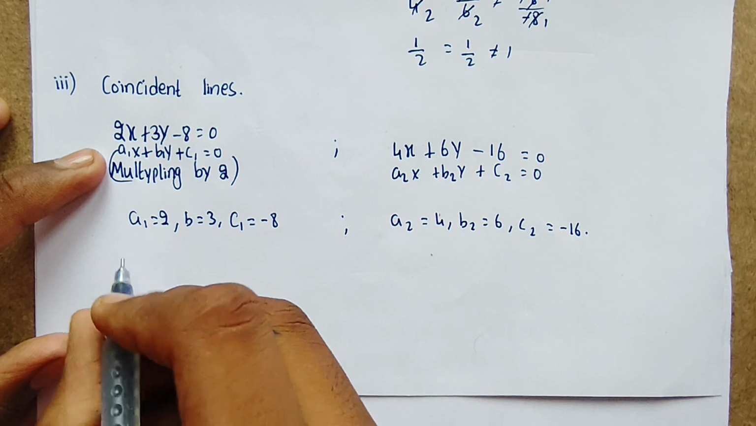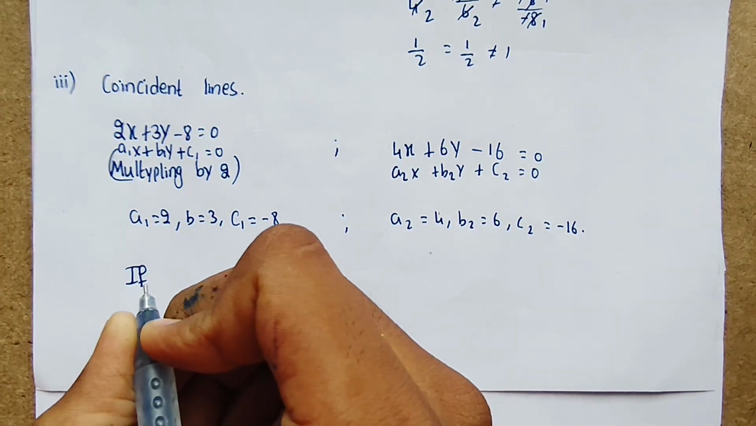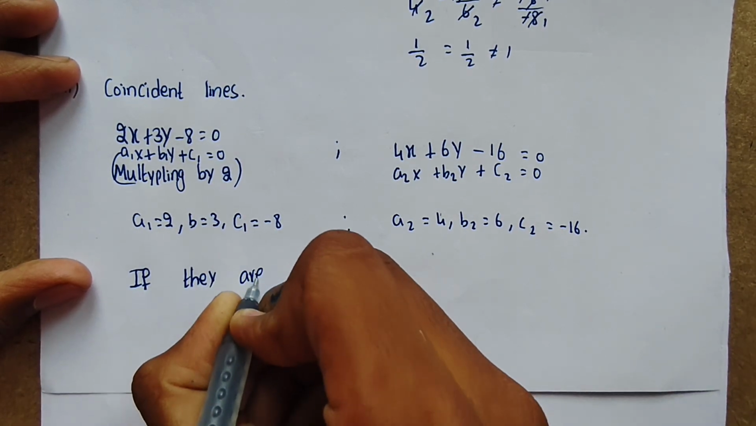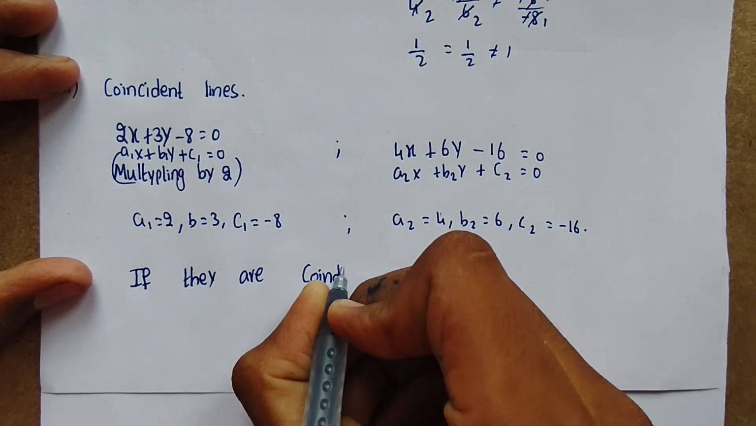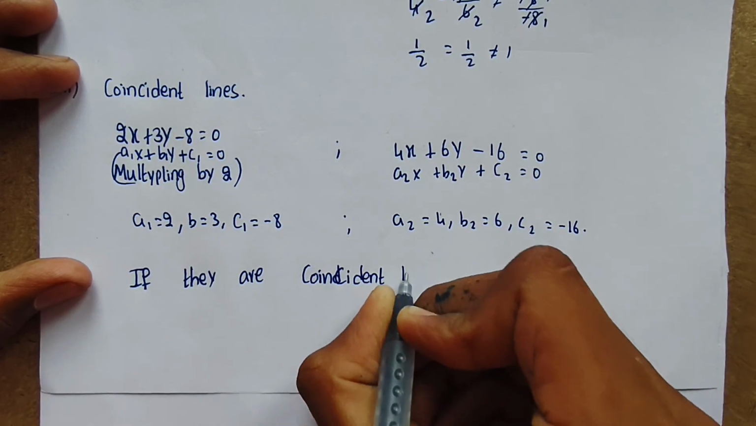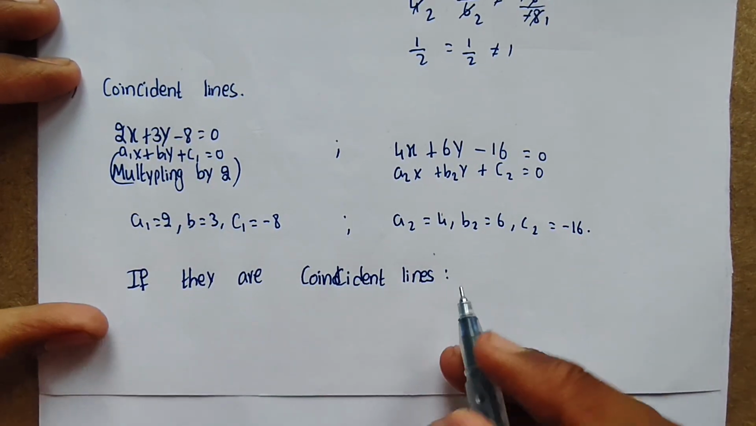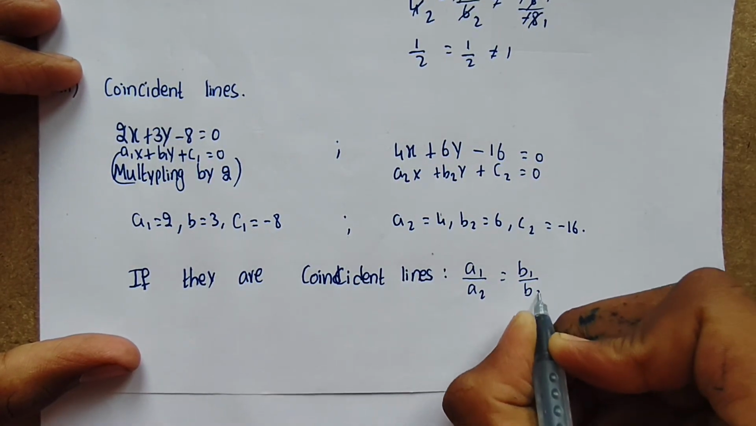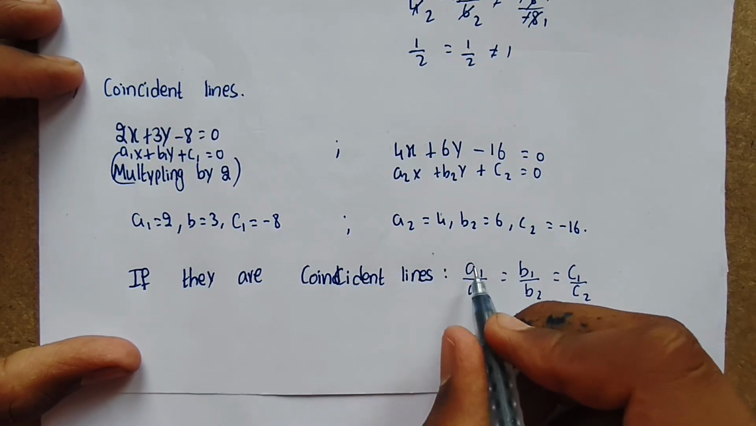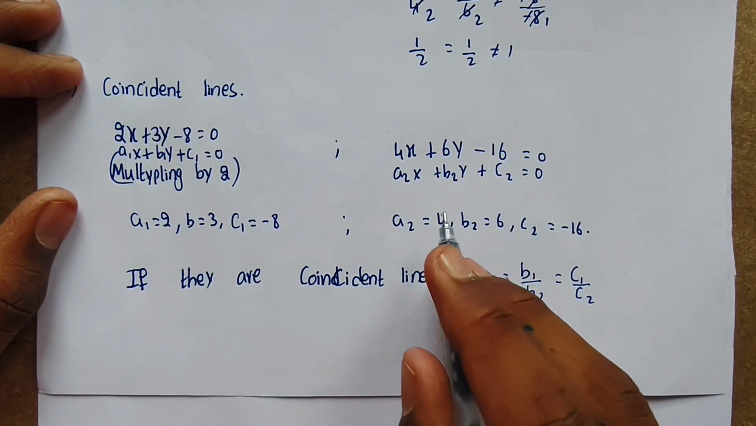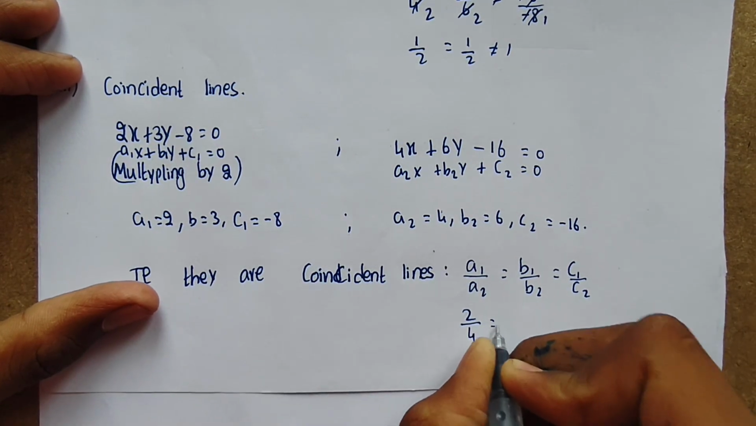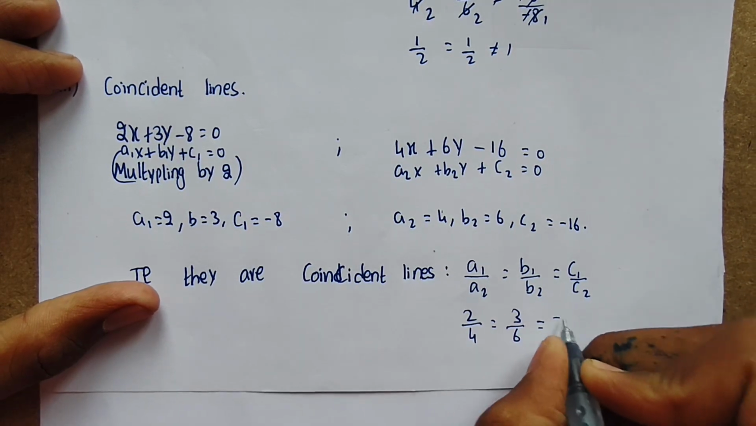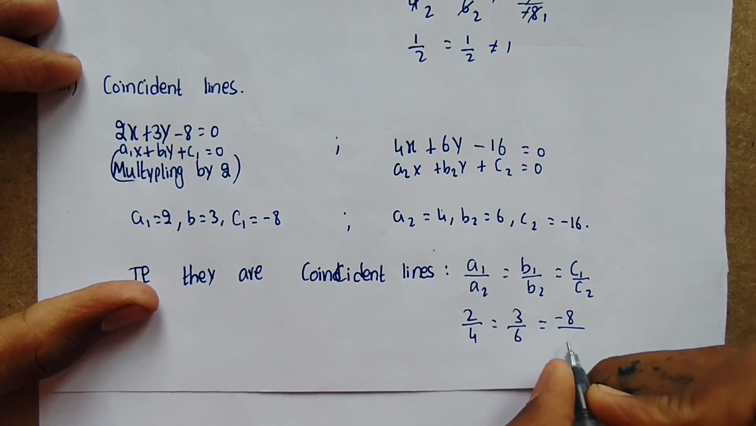So I am writing that if they are coincident lines, the form want to be like a1 by a2 equals to b1 by b2 equals to c1 by c2. Here the value of a1 is 2 and the value of a2 is 4. So 2 by 4 equals to b1 is 3, b2 is 6. So 3 by 6 equals to value of c1 is minus 8 by value of c2 is minus 16.